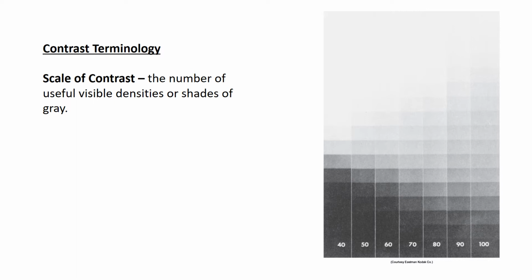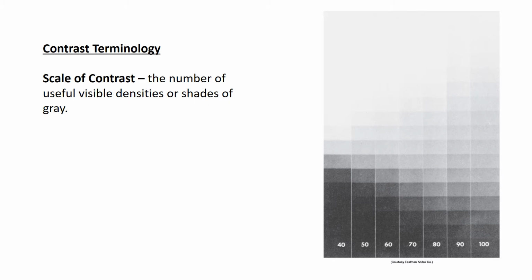Notice what's happening as you go up in kilovoltage from 40 to 50 to 60, 70, 80, 90, all the way to 100. What are you noticing? On the 100 there, you're really seeing more of the steps, the individual steps filled with density. So we call that a long scale of contrast.